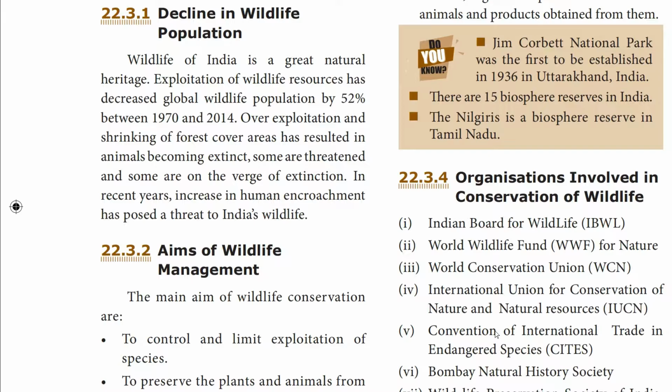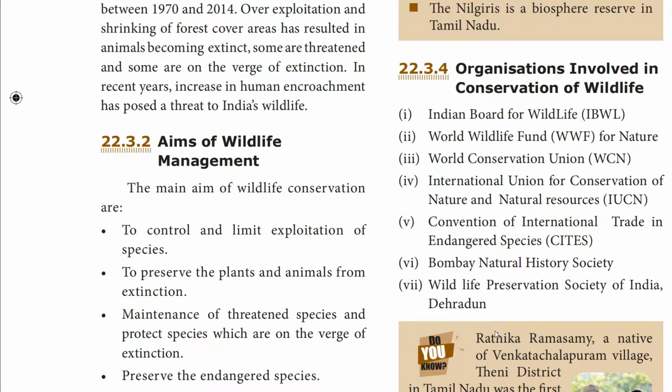Organizations involved in the conservation of wildlife: Indian Board for Wildlife, Worldwide Fund for Nature, World Conservation Union, International Union for Conservation of Nature and Natural Resources, Convention on International Trade in Endangered Species, Bombay Natural History Society, Wildlife Preservation Society of India, Tehran.